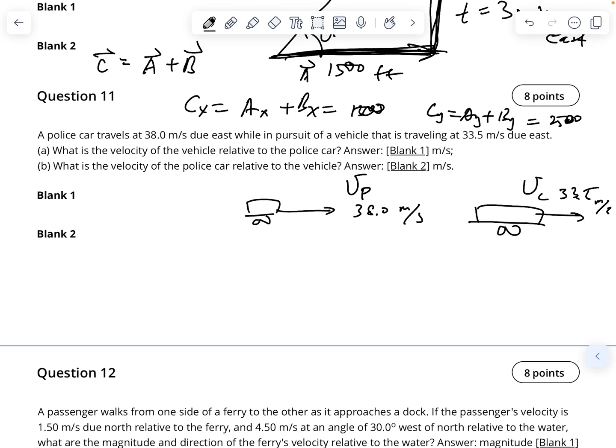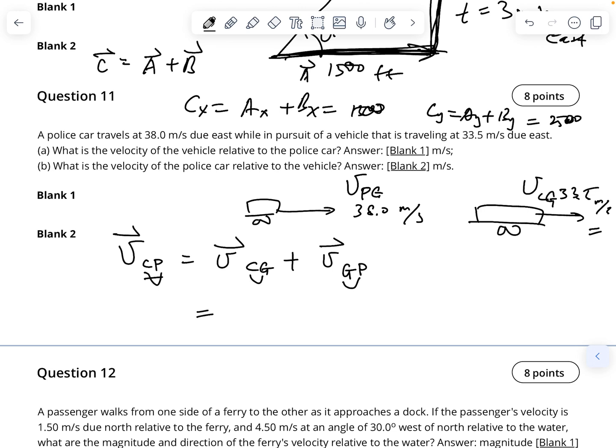What is the velocity of the vehicle relative to the police car? Basically, what you're looking for is the car relative to the police. So this equals v car to the ground. This velocity is relative to the ground. This is the police officer's car, also relative to the ground, so plus v ground to p. We make the closed loop: car relative to police equals car relative to ground plus ground relative to police.